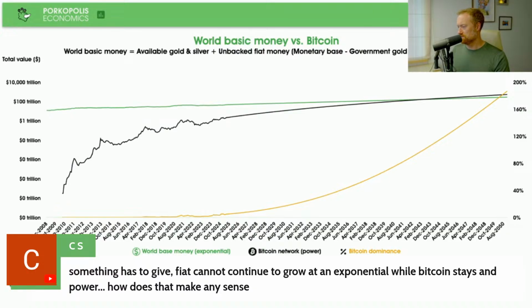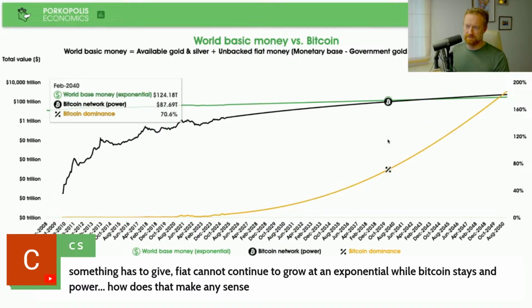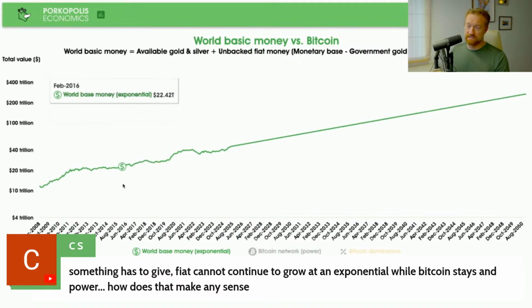Yeah, CS, I think I answered that with what I just said. The system can change. I think the system will change. But this curve can go on a lot longer than people think. I mean, it's been going on this way forever.